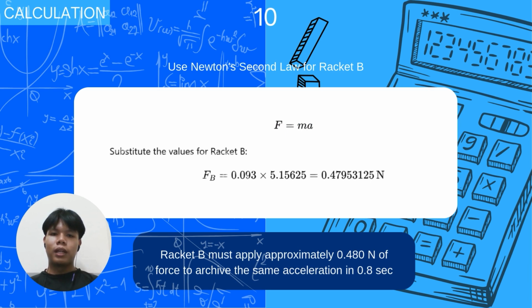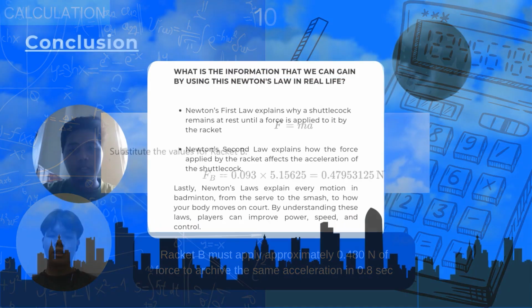On top of that, we use the same formula to find the force that must be applied to racket B to achieve the same acceleration in 0.8 seconds. Then we get approximately 0.480 newtons of force to achieve the same acceleration.